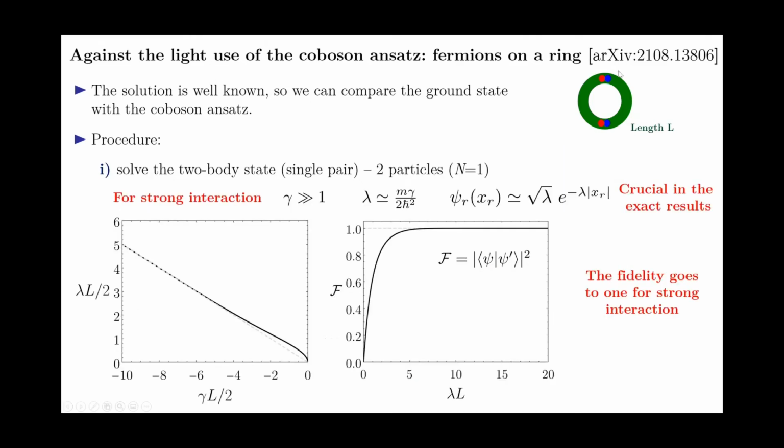And for a strong attractive interaction, we can approximate the relative state with this simple expression here. In this plot, we can see the fidelity between the complete ground state and this approximation, and it goes to 1 for strong attraction, meaning that this expression is a good approximation for the complete two-body states.